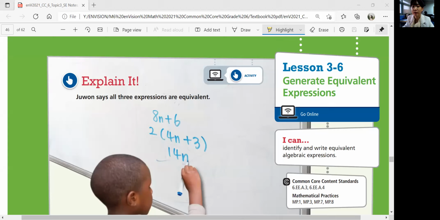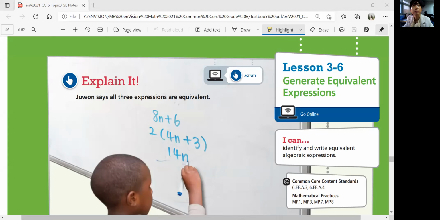Hi, this is Math 6, Lesson 3-6, Generating Equivalent Expressions. In this lesson, you'll be able to identify and write equivalent algebraic expressions. You will also justify whether two expressions are equivalent.